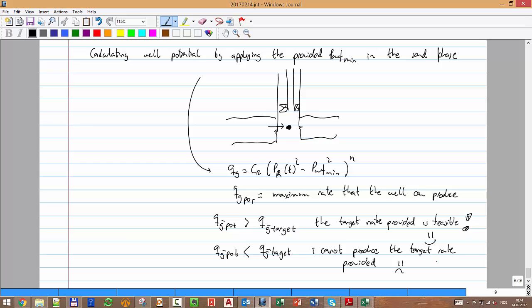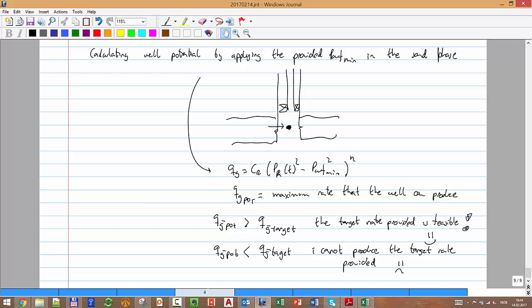Then in that case, I have no choice, but I have to start producing just the potential. You say, okay, I cannot fulfill that rate that you gave me, but I will try to produce as much as possible, and this is the most that I can give you. Okay, that QG potential. That clear?